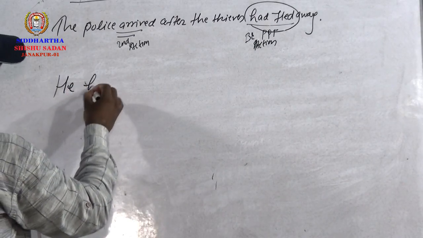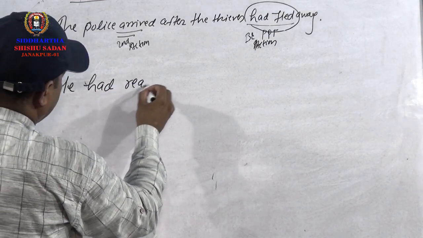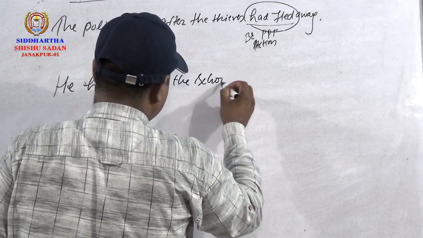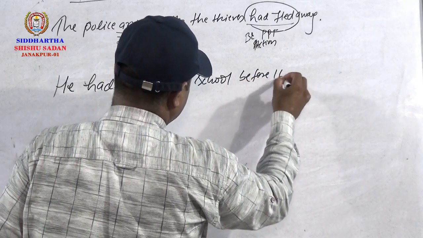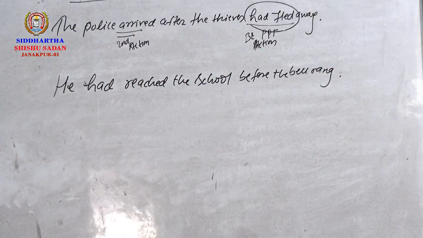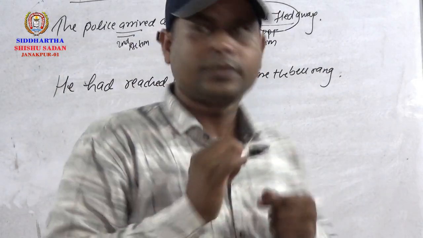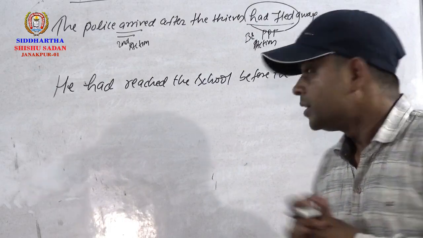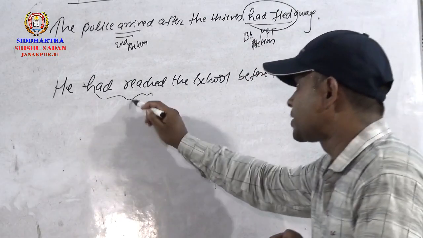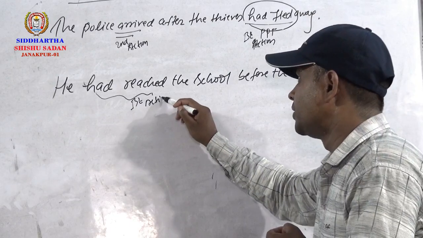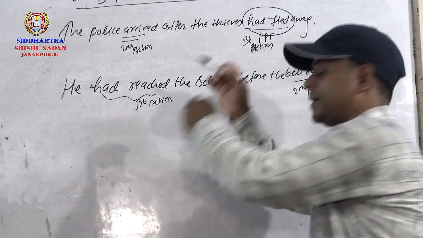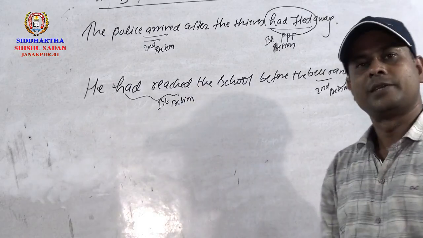He had reached the school before the bell rang. See again, which action occurred first here? Did the bell ring first or did he reach first? He reached first. After reaching, the bell rang. This is the first action. This is the second action. That's why with the first action, early action, past perfect tense is used over here.